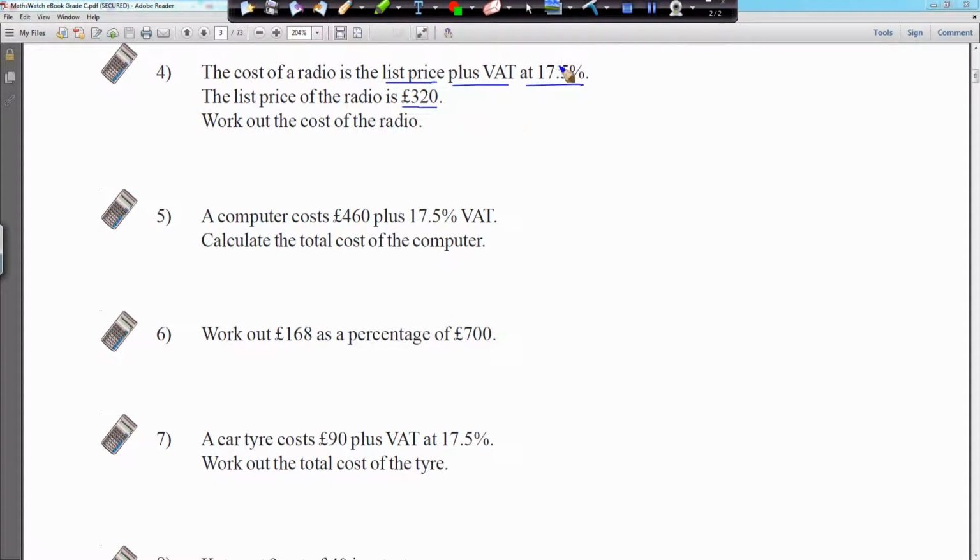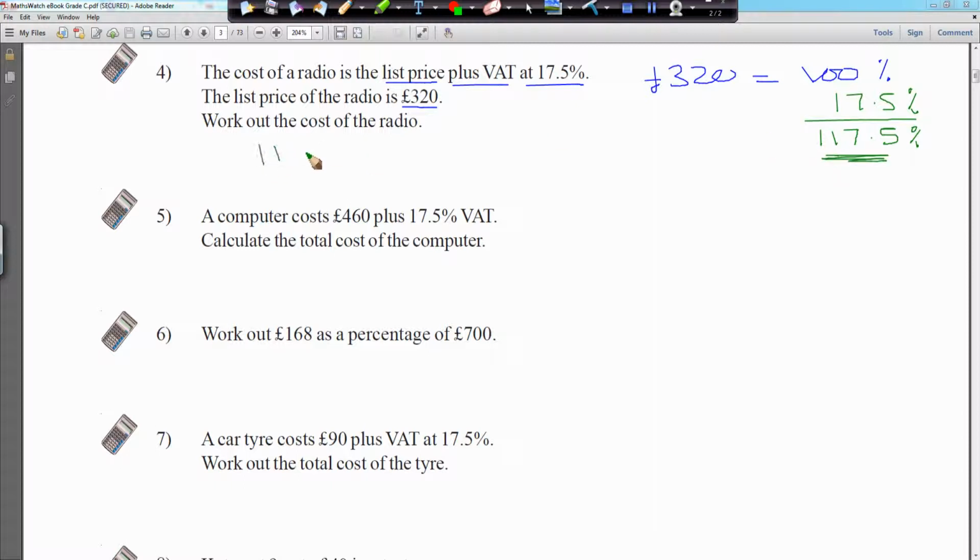So now we're going to add the VAT. We have to remember that the 320 pound price is equivalent to 100%, the full value. What we're going to do is add on to the full value 17.5%. Now 17.5%, if you add it on to 100%, will give you 117.5%.